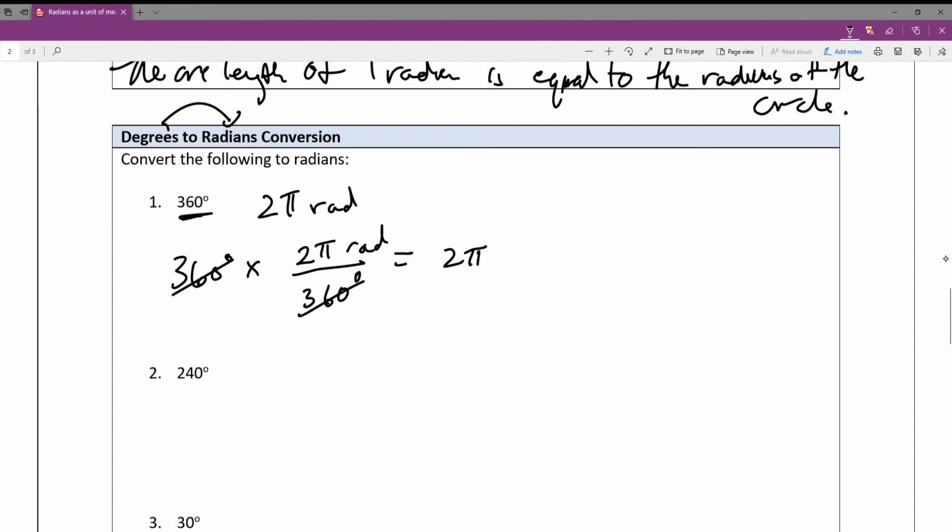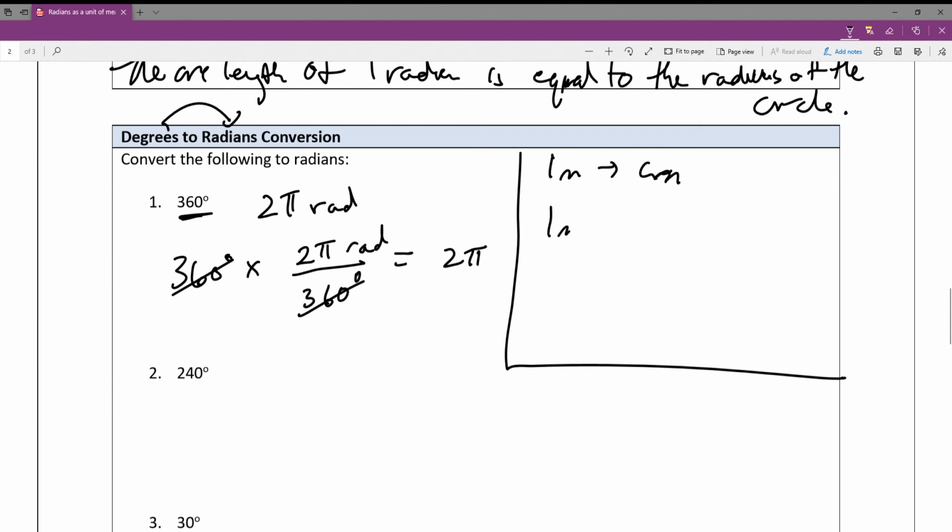So this conversion should be a little familiar. As an example, let's say we want to convert 1 meter to centimeters. The way we convert this is we take 1 meter and multiply by its conversion, which is 100 centimeters divided by 1 meter, because 100 centimeters and 1 meter are equivalent. And then we get 100 centimeters as the answer.